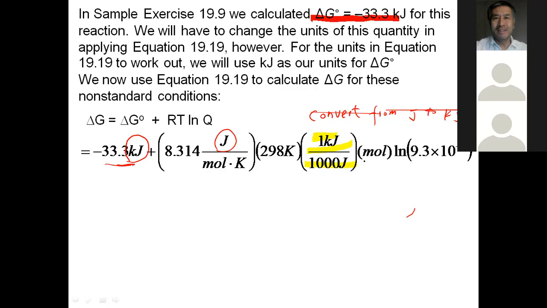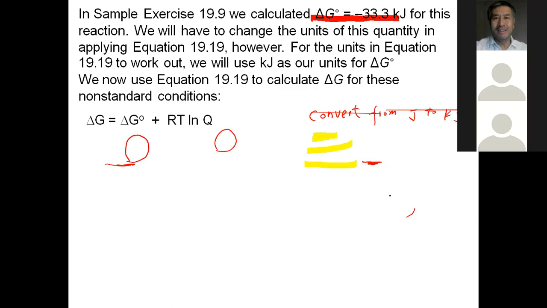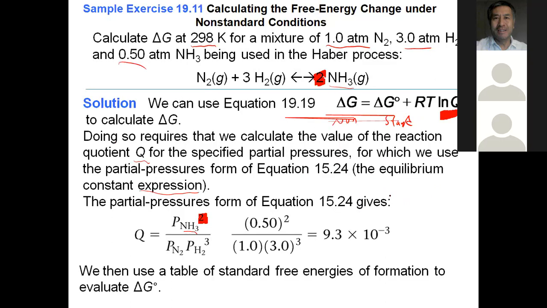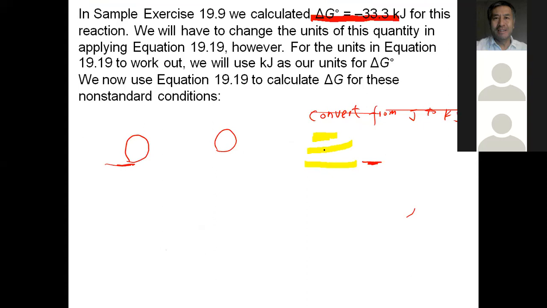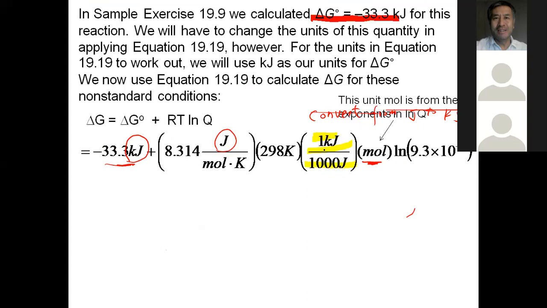The second point is where this comes from, when you write the reaction quotient. Let me go back to the last slide. When you write the reaction quotient, you can see those numbers here as powers. Those powers are from the coefficients. Remember, the coefficients have unit moles, so that's where this mole comes from. This mole comes from the exponent of ln Q.